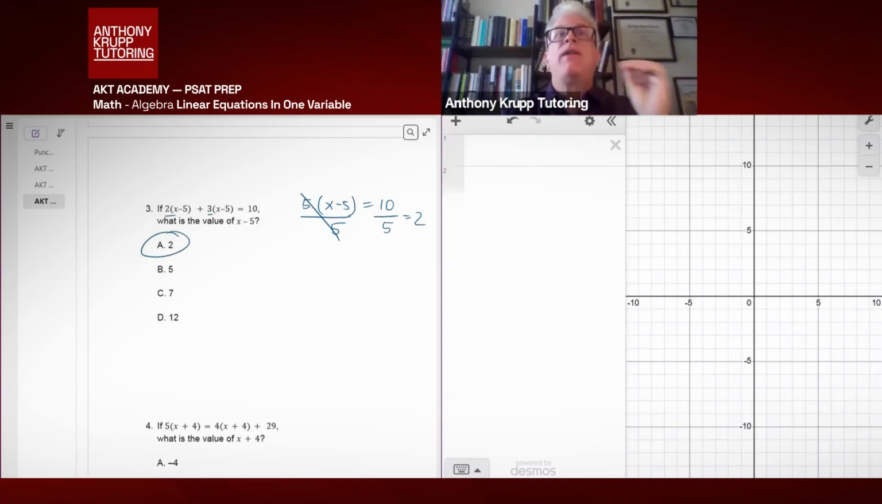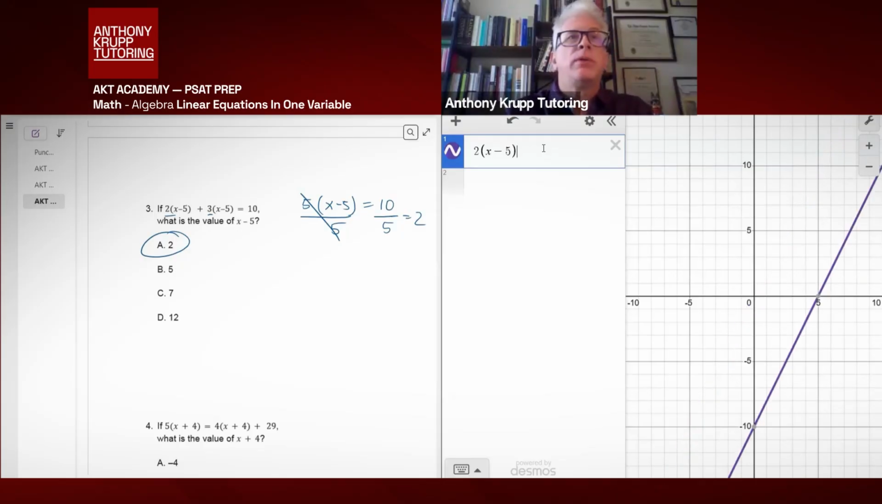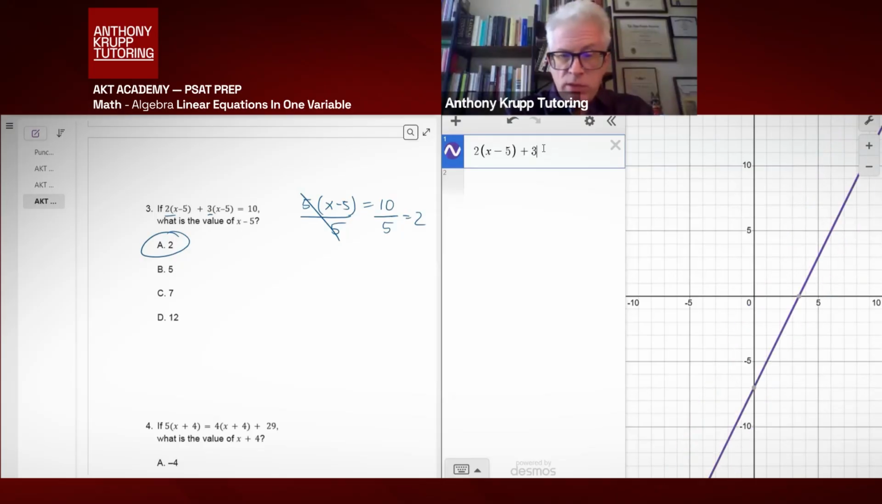Whatever for you is the fastest way to go is the correct way to go. So if that didn't occur to you, you could do it all on paper or whatever, but I would rather probably just do this. What is it now? Plus three.